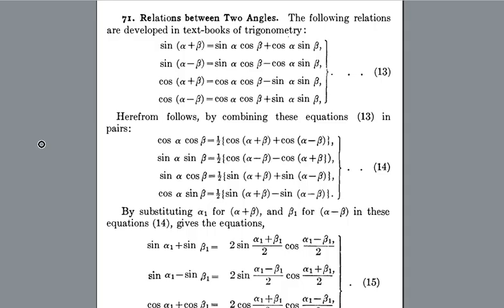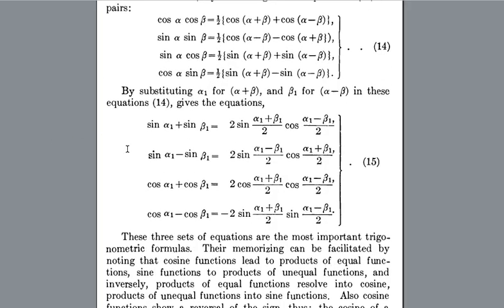The cosine of alpha sub 1 plus the cosine of beta sub 1 equals 2 times the cosine of the average of alpha sub 1 and beta sub 1 multiplied by the cosine of half the difference between alpha sub 1 and beta sub 1. The cosine of alpha sub 1 minus the cosine of beta sub 1 equals -2 times the sine of the average of alpha sub 1 and beta sub 1 multiplied by the sine of half the difference between alpha sub 1 and beta sub 1.